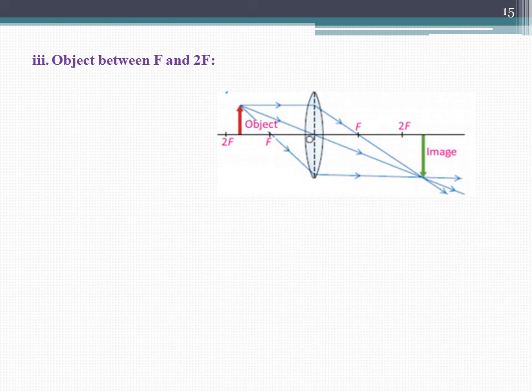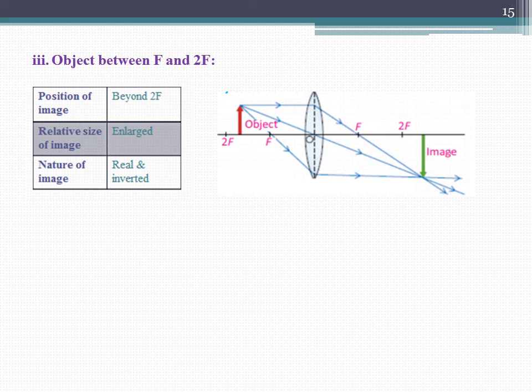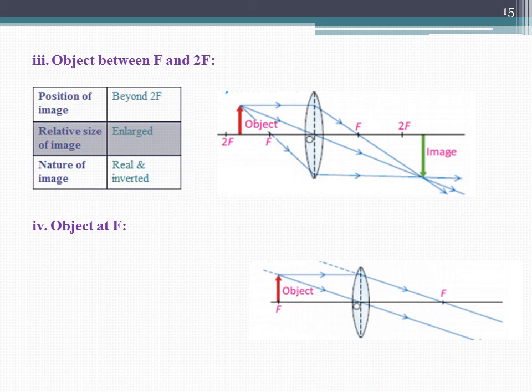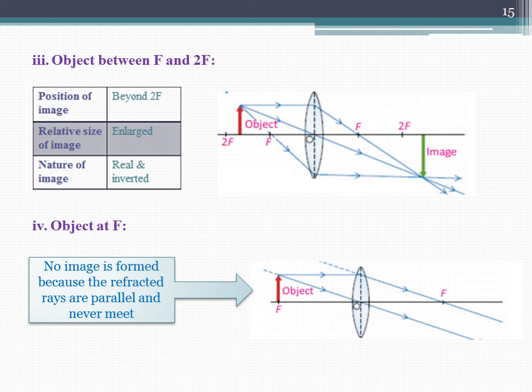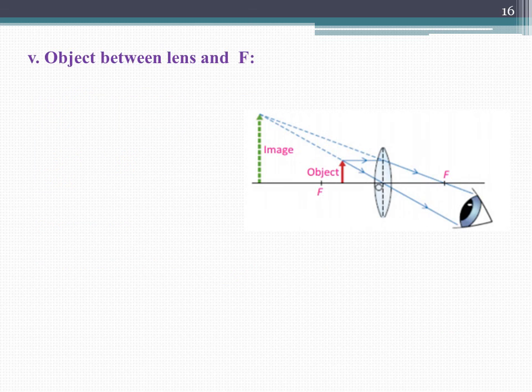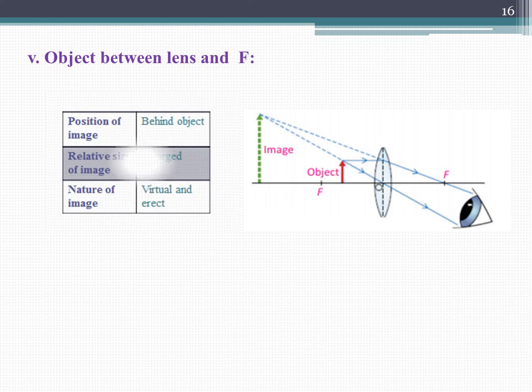Now, if the object is placed between f and 2f, a real, inverted and enlarged image is formed beyond 2f. When the object is located at the focal length, rays of light are parallel, the lines never cross, and hence no image is formed. If the object is placed between the lens and the focal point f, then a virtual, erect and enlarged image is formed behind the object on the same side of the lens as the object.